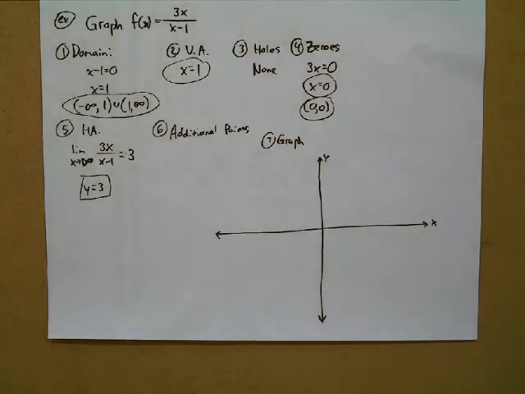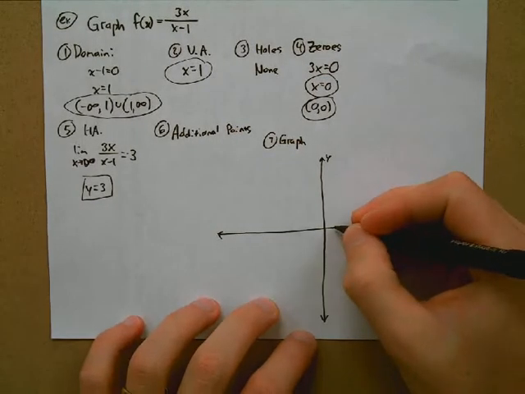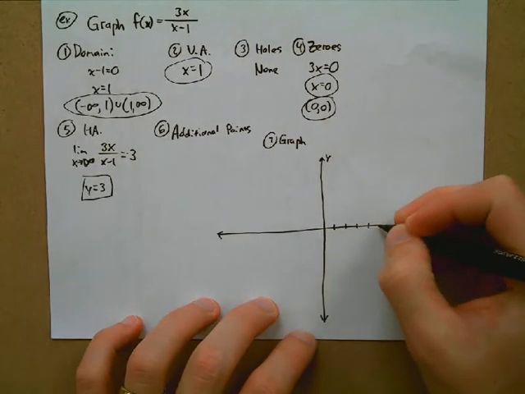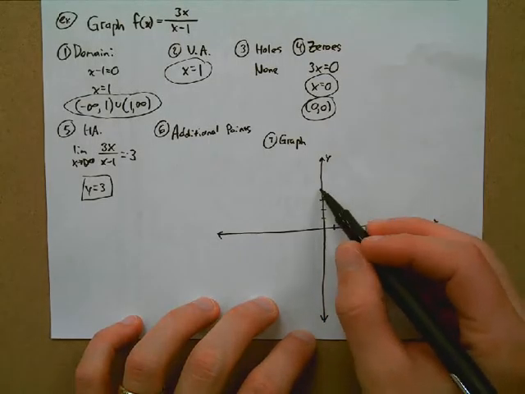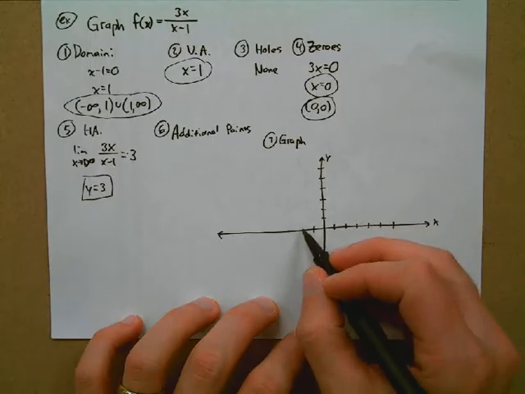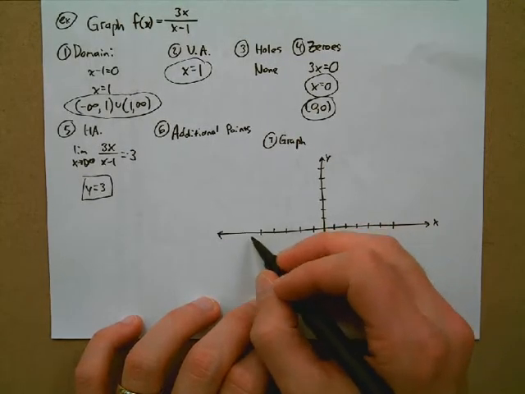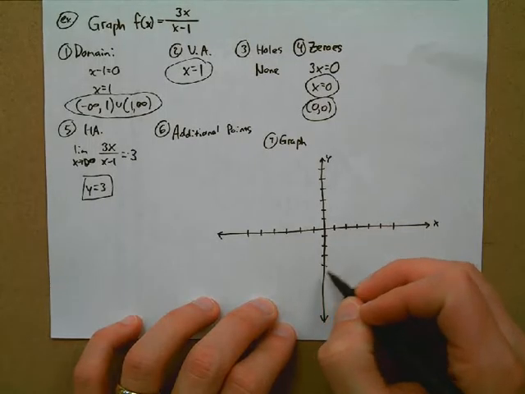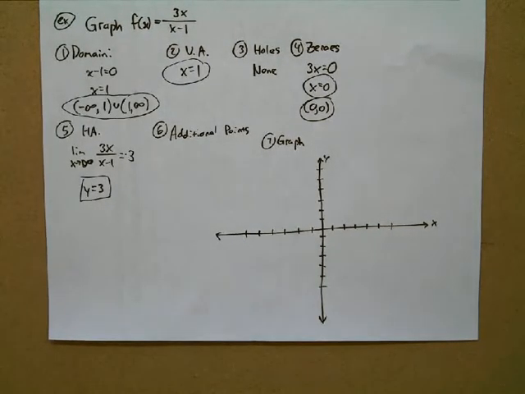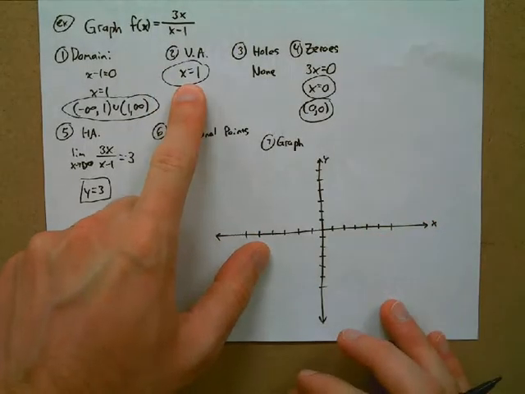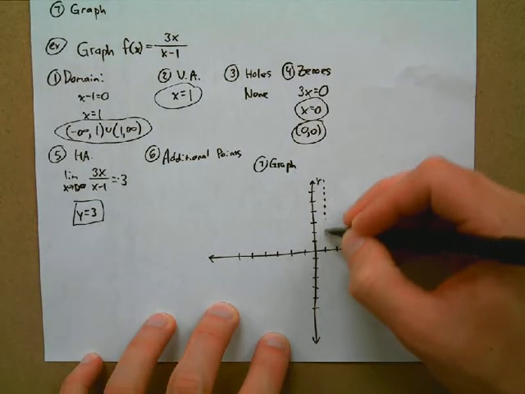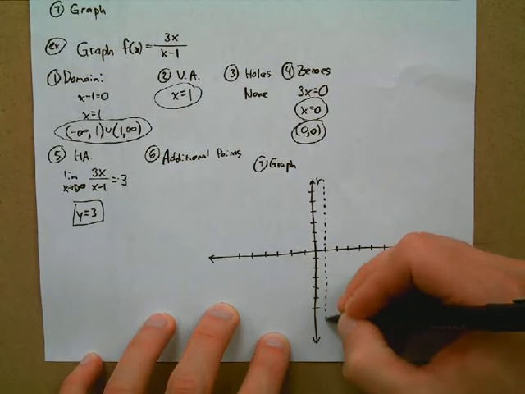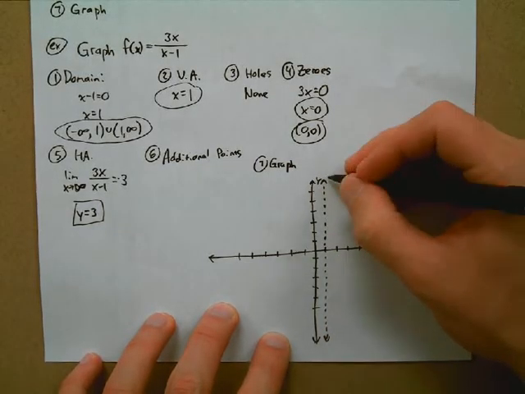All right, so let's plot some things here. 1, 2, 3, 4, 5, 6. Okay, something like that. And we'll start graphing some things. So let's see, vertical asymptote. We have a vertical asymptote at x equals 1. So here's x equal to 1, and we're just going to draw a nice dotted line here. You can put little arrows at the end if you want to. And I'm going to even label it here, vertical asymptote, x equals 1, just to have that in there.